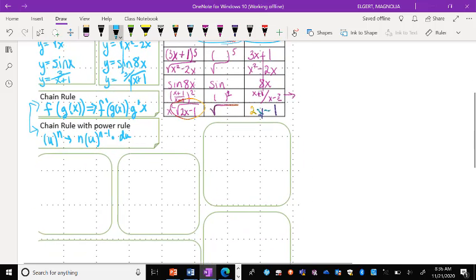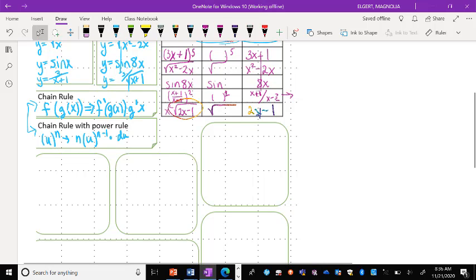All right, so let's try one. I'm going to do a couple of these. I'll also show you one where we move it. Let's start with just that 3x plus 1 to the 5th. So y equals 3x plus 1 to the 5th.